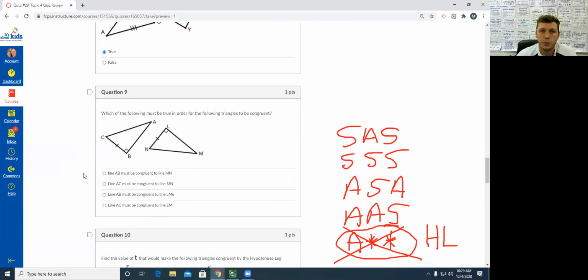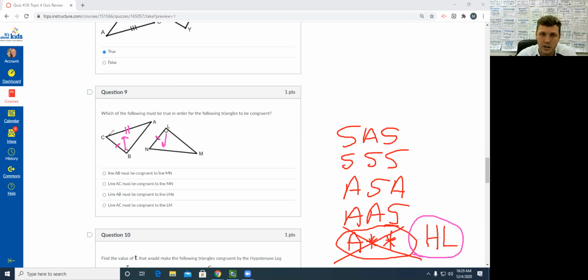Okay, number 9, which of the following must be true in order for the following triangles to be congruent? Okay, so notice right here, this is a right triangle. The main one that we use for right triangles is the hypotenuse leg, okay? Now, in order for that to be true, it has to be a right triangle. We have to have a set of congruent legs, which we have. And we also have to have the hypotenuse. Now, the hypotenuse is the longest side, all right? And it has to be opposite of the 90 degree, okay?